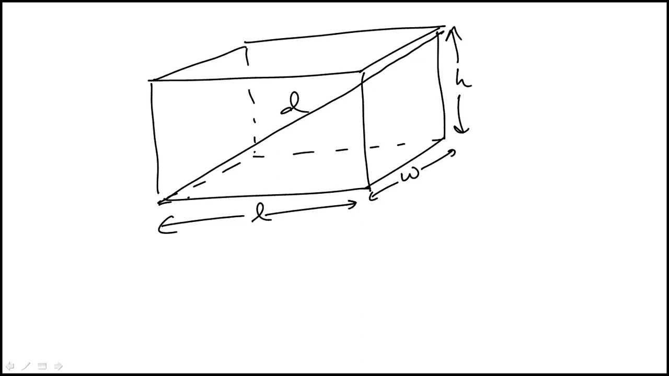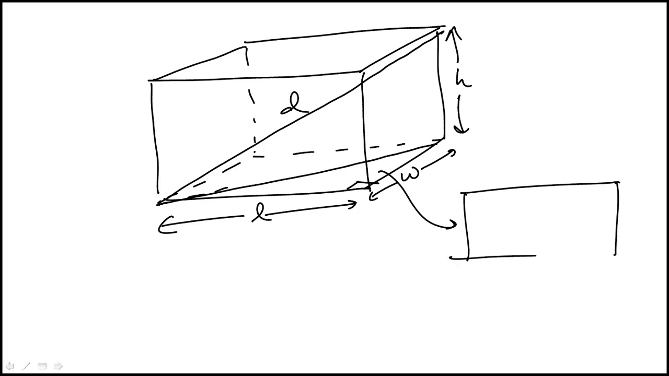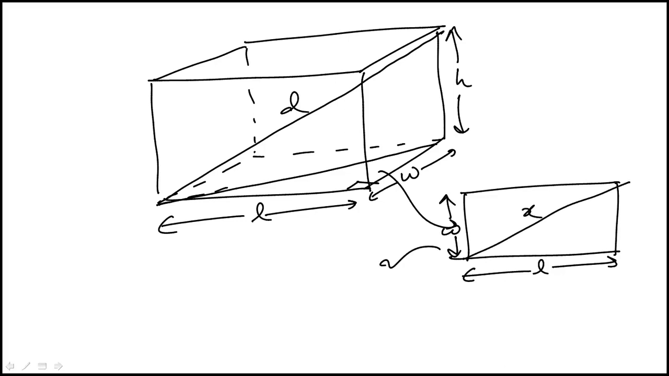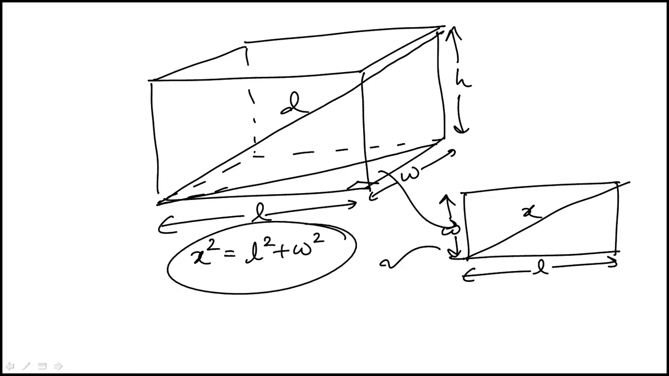Again, we have to find this floor diagonal. The floor diagonal is the diagonal of this rectangle, where one side is L and the other is W. If I apply the Pythagorean theorem, let me call this X. This would be X squared is equal to L squared plus W squared. And I'm going to leave it like this; I don't need to do the square root yet.